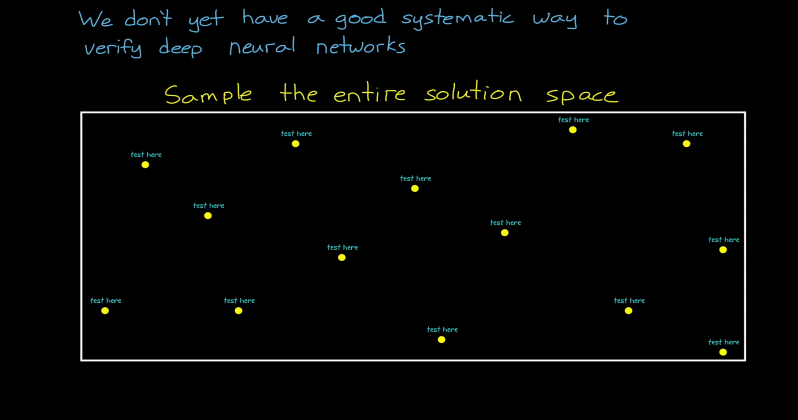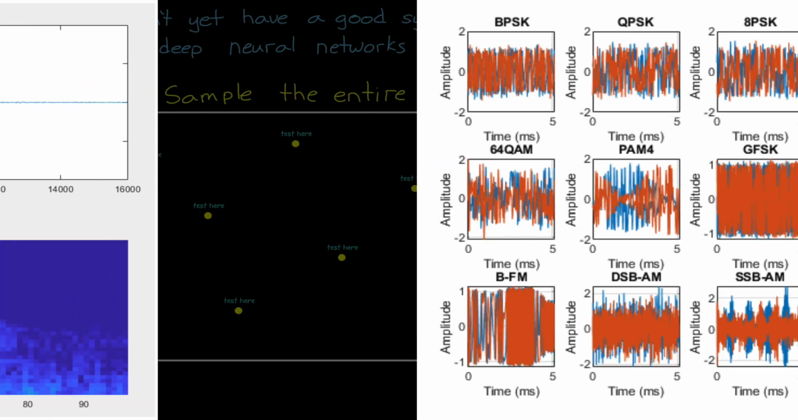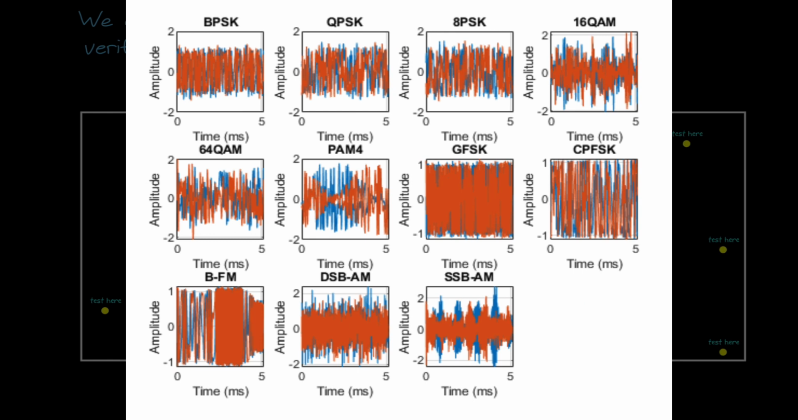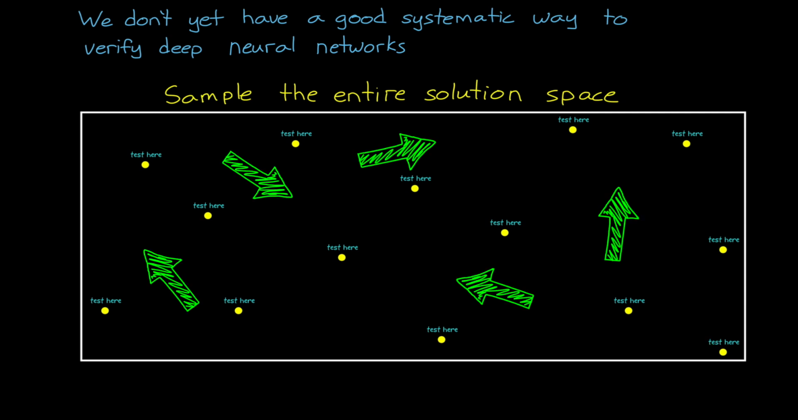And this is more than likely going to be the case for your project as well, whether you're looking for material defects, or picking out verbal commands in audio, or classifying RF modulation schemes. You're going to integrate the trained neural network into your full system and test it in a variety of situations. But as you can see, no matter how many different tests I run, there will always be sections of the solution space that haven't been tested.